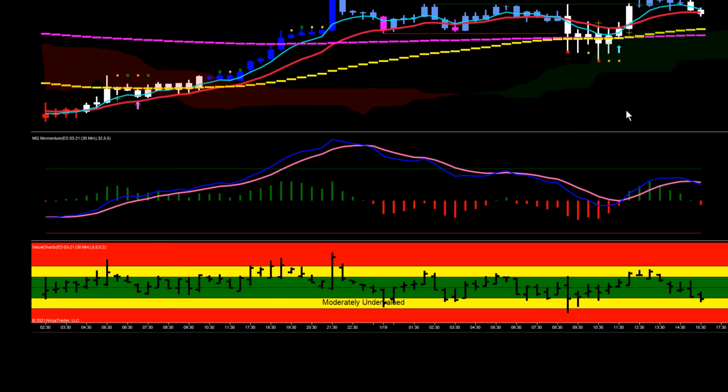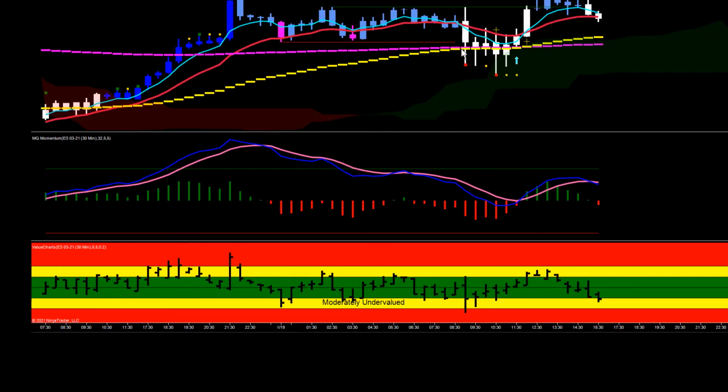Here's a 30-minute chart. Same thing. You can see this morning the ES just chopped around the 50 and the 200 right on top of each other. And you can see just up and down, back and forth right at the 200. Significant price reactions at the 50 and the 200.